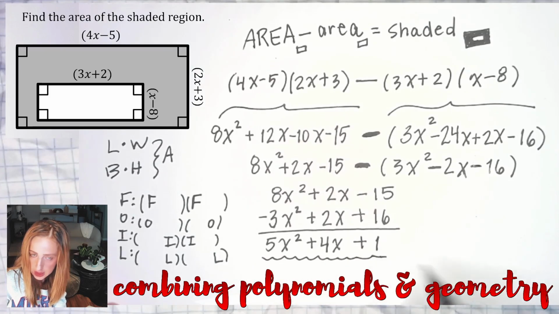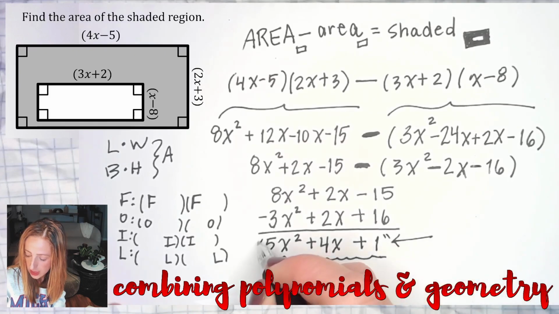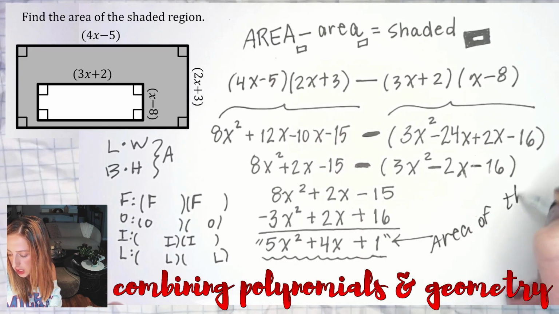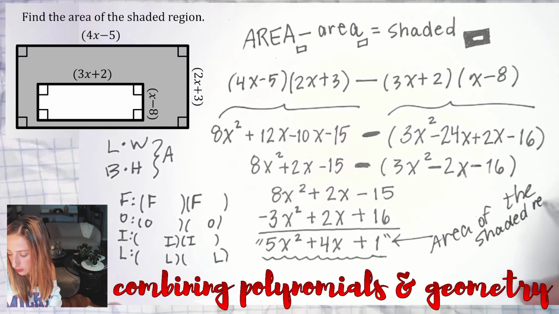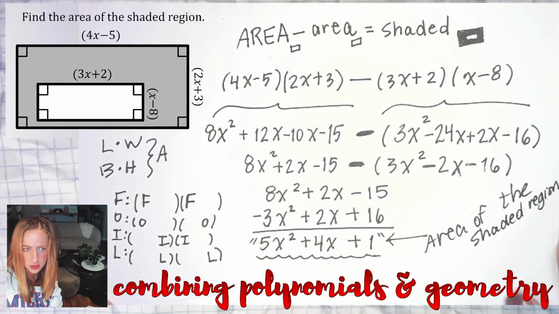That right there is a quadratic trinomial, and that represents the area of the shaded region. I don't know if I'm fitting this on here. There we go. Just barely.